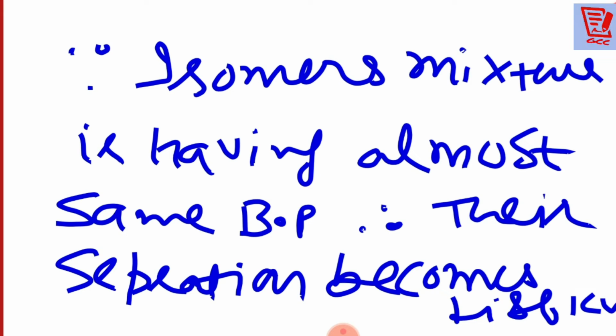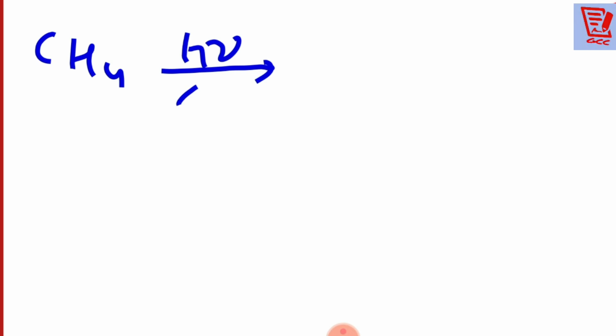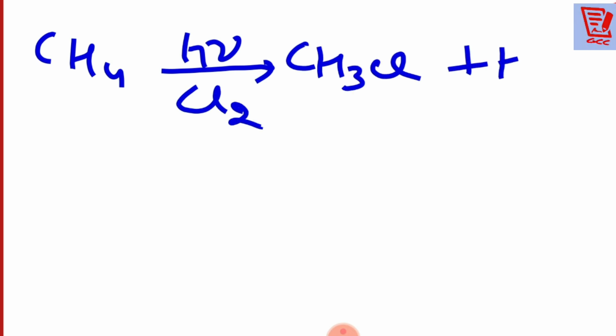But it does not mean that we can't do the halogenation. We can do the halogenation, but usually we use only those alkanes which are not going to form any isomer, or which can be separated easily. For example, I am taking CH4. Now you see, please all of you, in the presence of sunlight, Cl2, what you will get there? CH3Cl plus HCl.